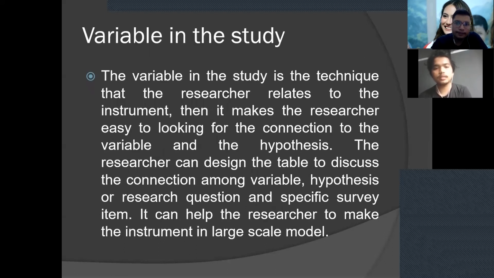The variables in the study are related to the technique. The technique that the researcher relates to the instrument makes it easy for the researcher to look for the connection to the variables and the hypothesis. The researcher can design a table to discuss the connection among variables, hypotheses, or research questions and specific survey items. It can help the researcher make the instrument in a large-scale model.